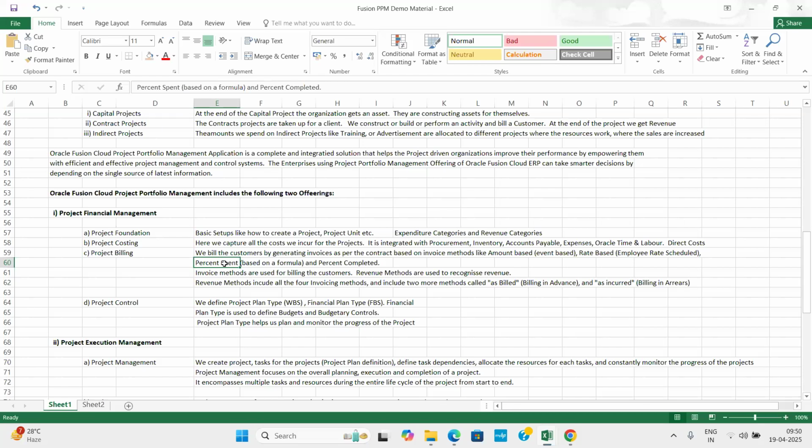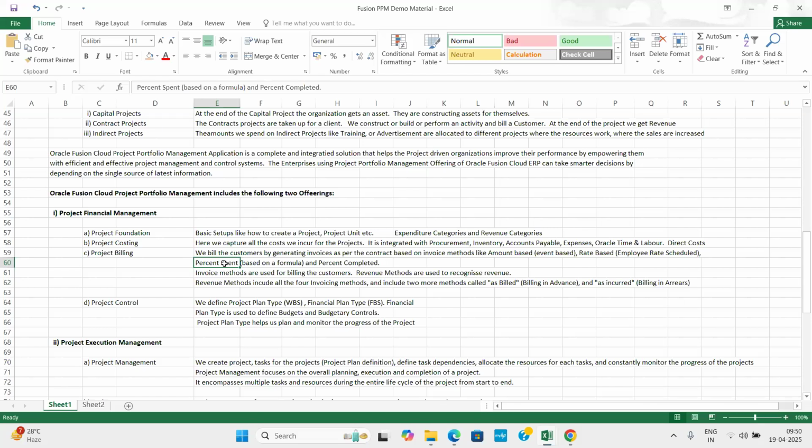Then the project control module. These are the modules of the same offering. Project financials management is an offering. In that we have project control. Project control is a module or application. Here we define the project plan type. Project plan type means how the project has to be structured. We used to call it work breakdown structure in the previous versions, but now in Fusion we call them a project plan type.